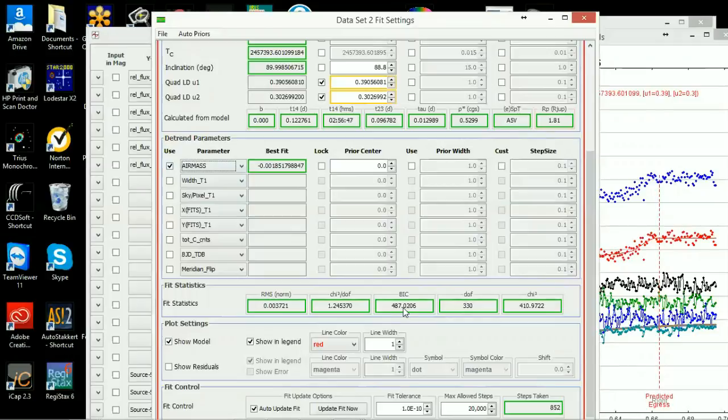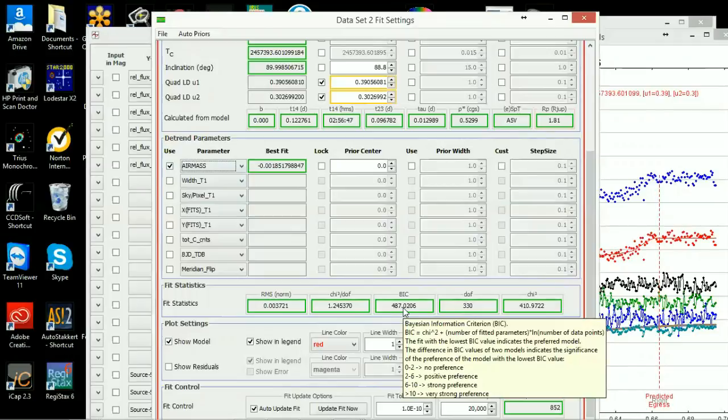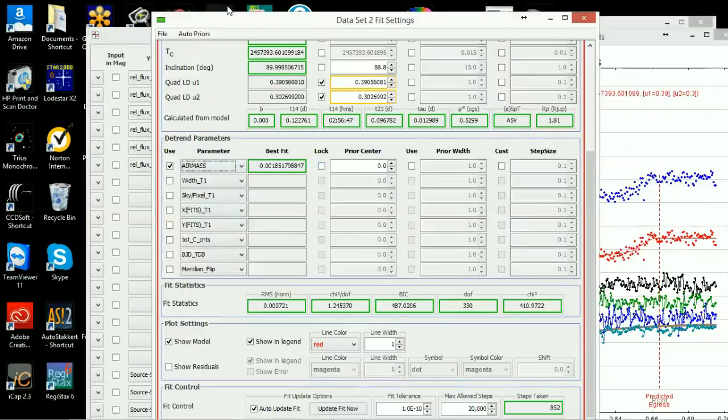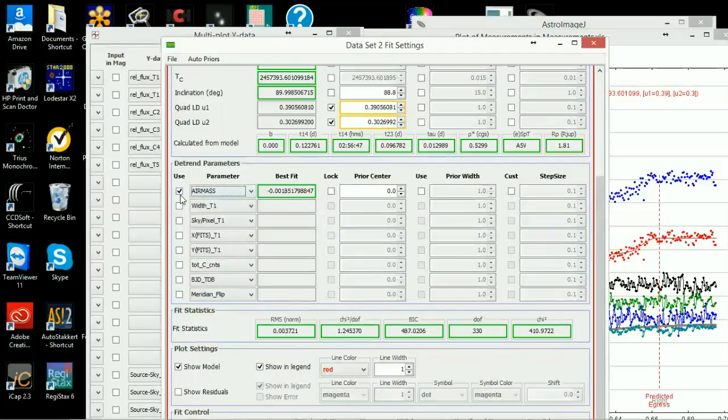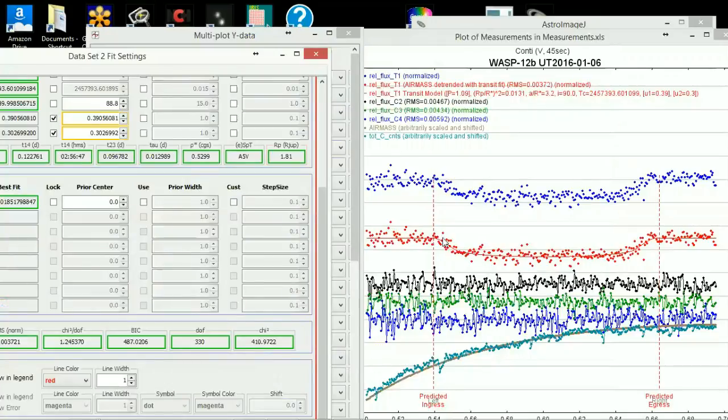And BIC changes to 487. So indeed, air mass is probably a good D-trend parameter to use in this case. Okay. Now we can go through and try other D-trend parameters, but for the purposes here, let's just select air mass as the D-trend parameter we're going to use. Some other important values here, you see that the RMS, which are the residuals that the model has calculated relative to the observational data, looks pretty good, is 0.003721. Now let's go back and look at our plot, where we are with our plots. You see that the transit model fit looks pretty good through our observational data.